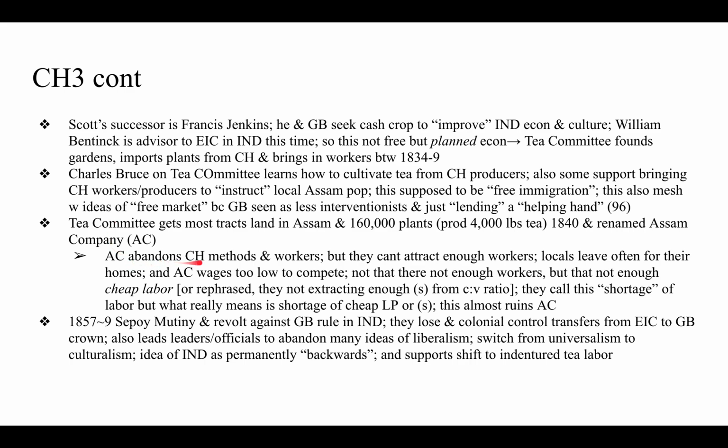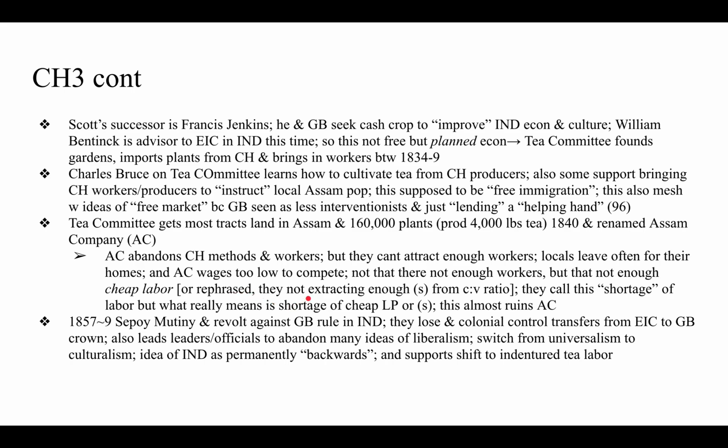So the Assam Company eventually abandoned Chinese methods and workers, but they couldn't attract enough workers at first because locals would often leave for their own homes. Even if they were working there seasonally, they'd just go back when the job was done. And the wages the Assam Company paid were not high enough to compete with other forms of employment. So it wasn't that there weren't enough workers, but that there wasn't enough cheap labor.